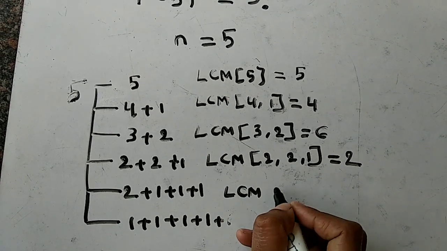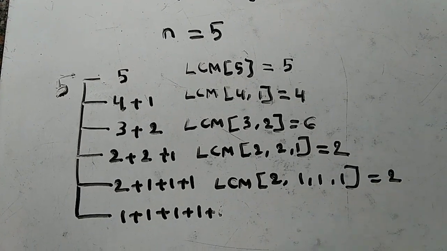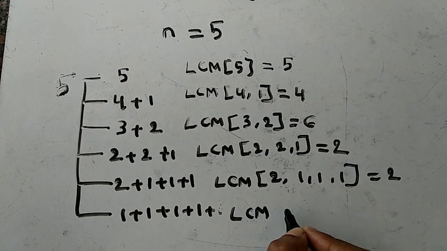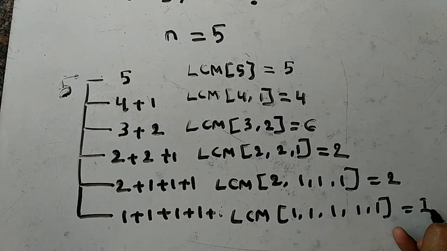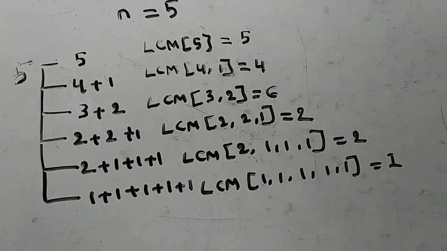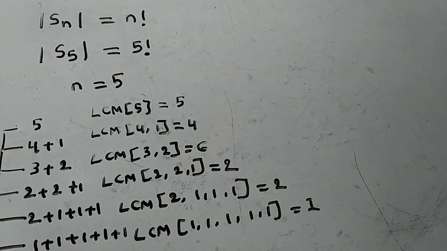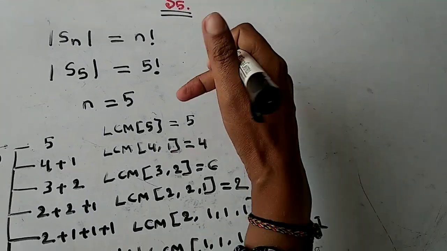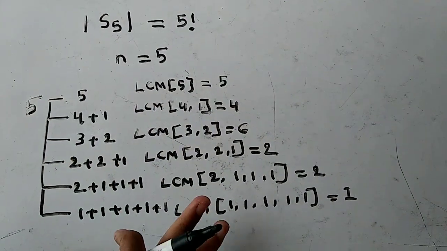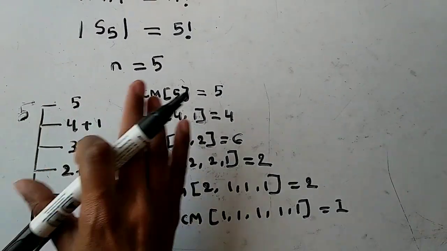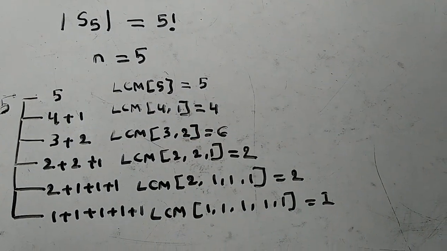Next, take the LCM of 2, 1, 1, 1. That gives you 2. Next, the LCM of 1, 1, 1, 1 is nothing but 1. So here, half of our work is done. First you have to write n is equal to 5. This is the first step. And second, you have to take the LCMs, this is your second step. And this is your third step.